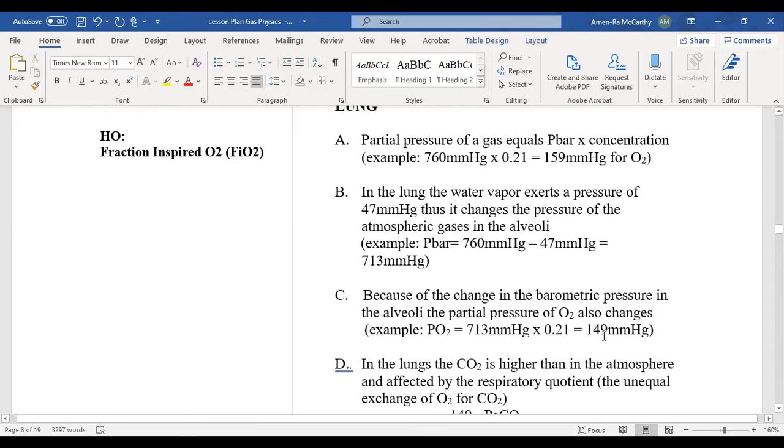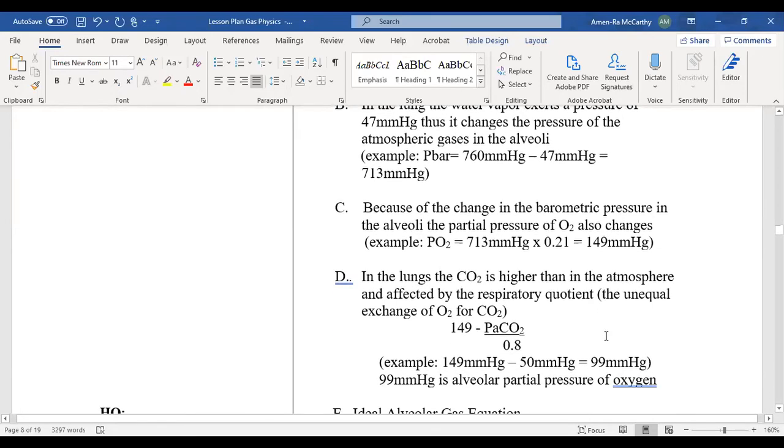Now, on the other side of the equation, which is the CO2, we still have to get rid of that as well, okay? And so we do 149 minus the PaCO2 divided by the respiratory quotient. So here it is. If we have a normal PaCO2, which is 40 millimeters of mercury, divided by 0.8, always, every day, even twice on Sunday, will give you 50, right?